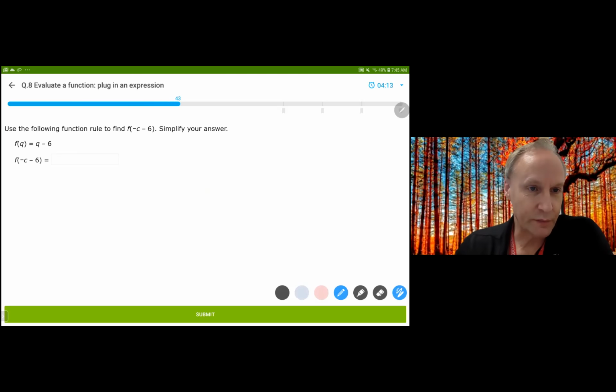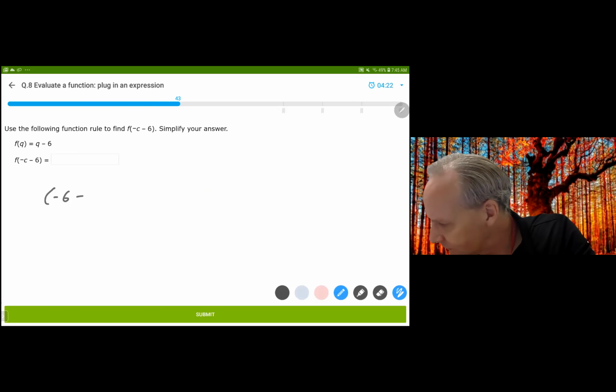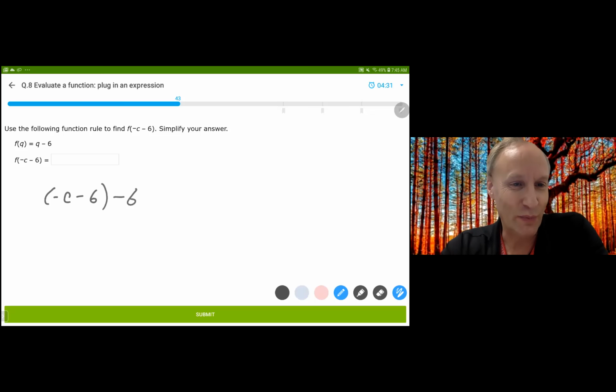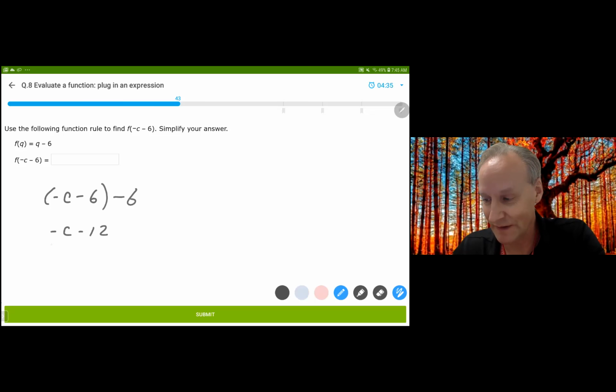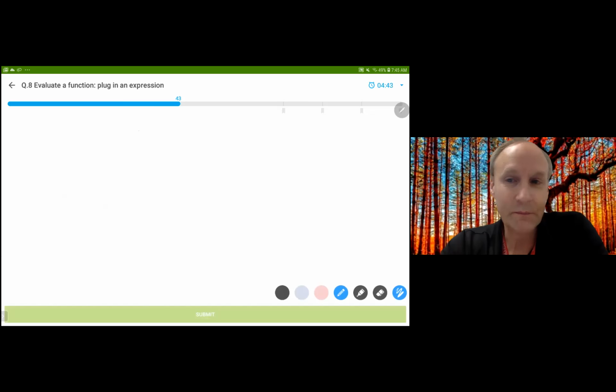In this one, we're going to replace the q with negative c minus 6. So negative c minus, oops, what's wrong with me? I said negative c, I guess I'm getting ahead of myself. Negative c minus 6 minus 6. I can see why people might mess this up. This ends up being negative c minus 12, doesn't it? So be careful.